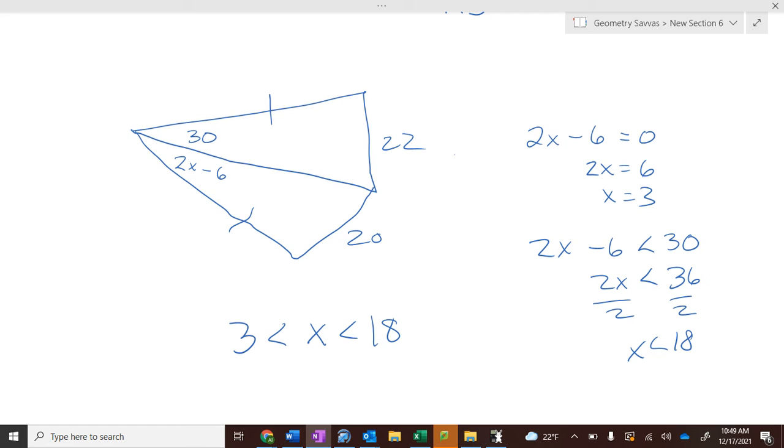And then, since this is 30 and it's opposite of 22, and this is opposite of 20, this is smaller than this because it's opposite. So you set this equal to the, or basically less than this, because this has to be less than this, and solve that to find the biggest number.